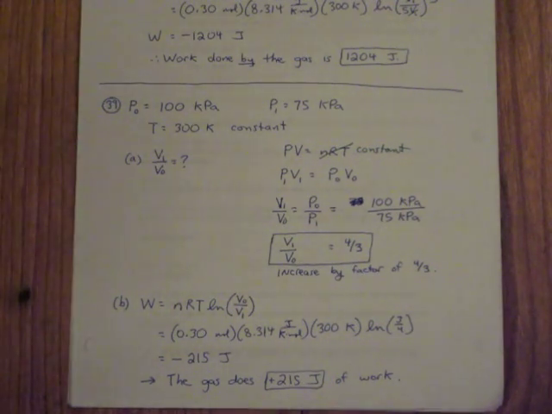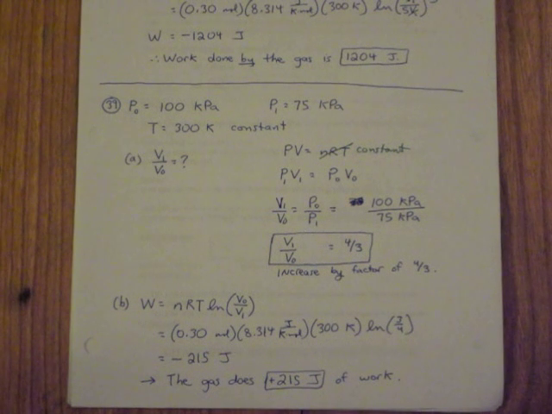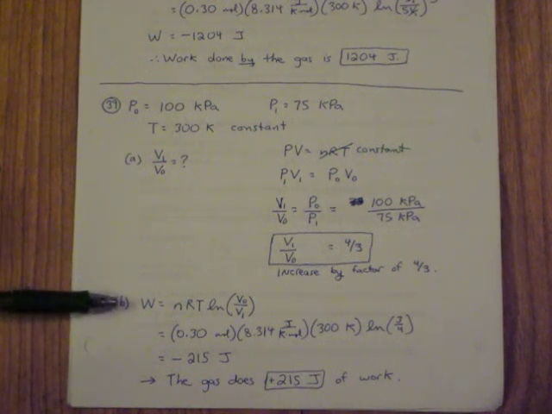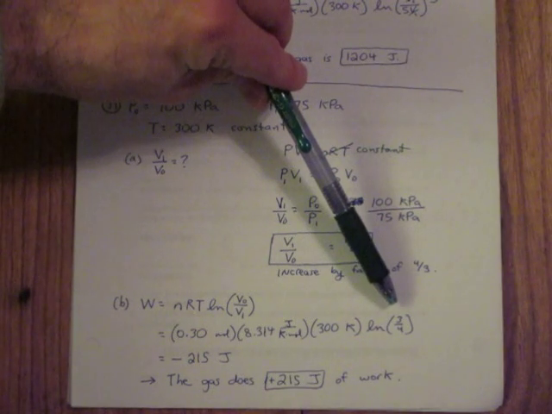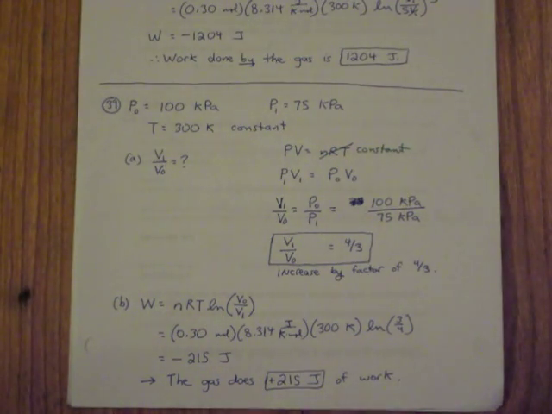Question B asks how much work does the gas do? Well, since it's isothermal, we use the work equation. Work equals nRT times natural log of V0 over V1. Since in part A we found V1 over V0 is 4/3, we can say V0 over V1 is 3/4. Plug in the numbers. Because we're taking the natural log of 3/4, the whole thing becomes negative. So we have negative 215 joules. And since W, work done to the gas, is negative 215 joules, that means that work done by the gas, or the gas does, positive 215 joules of work.